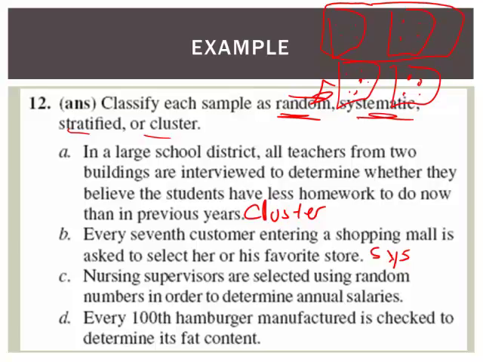Part C. Nursing supervisors are selected using random numbers in order to determine annual salaries. So again, random sample, right? Everybody has an equal chance. We're not systematically selecting every 5th or every 4th person. We're not grouping these. There's just a random number in there. So that's just a random sample. Part D. Every 100th hamburger manufacturer is checked to determine its fat content. So this would be a systematic. Every 100th hamburger. Getting the hang of this?